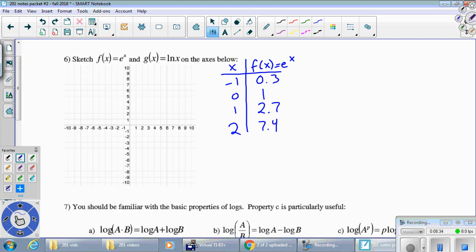7.4. And so I can plot those 4 points. So it's around here, and then here, and then 2.7, and then 7.4, right around there. And so then we can draw in orange the graph of y equals e to the x. Horizontal asymptote is the x-axis, and then it grows very quickly.